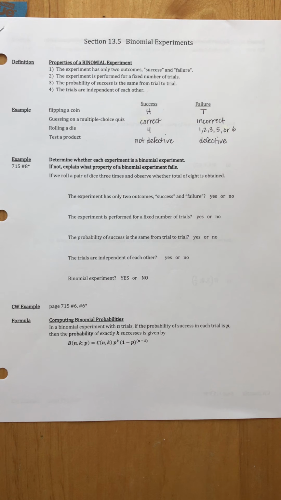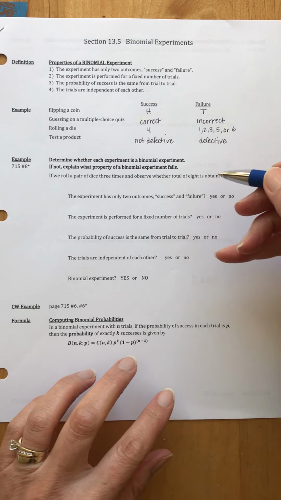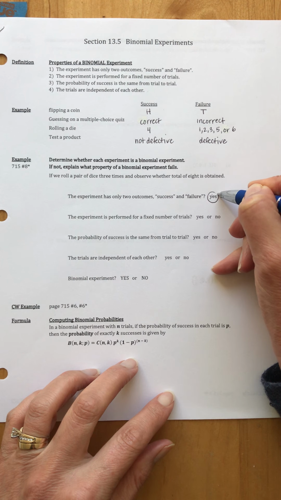Suppose we roll the die and we get a 3 and a 5. Together that is 8. That would be considered a success. Either we get a total of 8 or we don't, so we would answer this as yes.